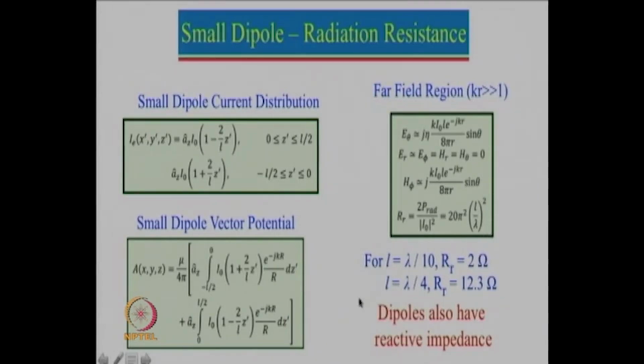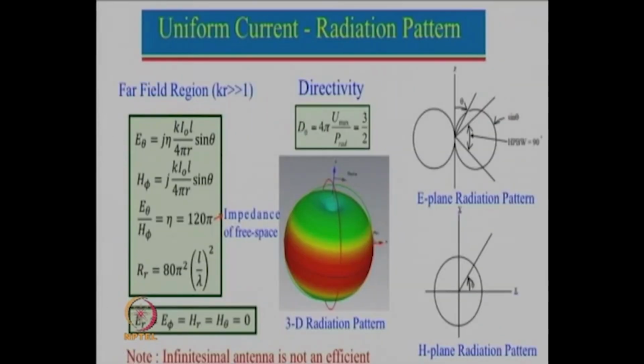Now I still want to go back a little bit. Please remember this expression has an I0 square. Now here is the radiation resistance, which is equal to 80 pi square L by lambda square. This is for uniform current.